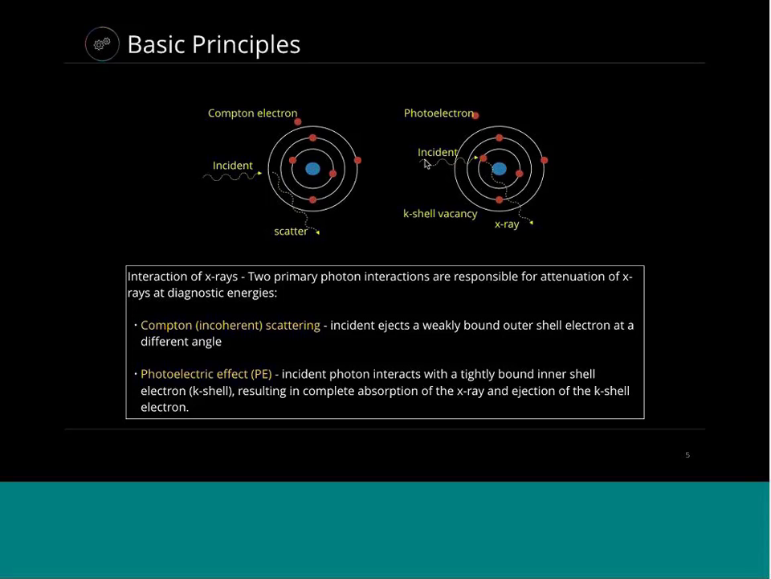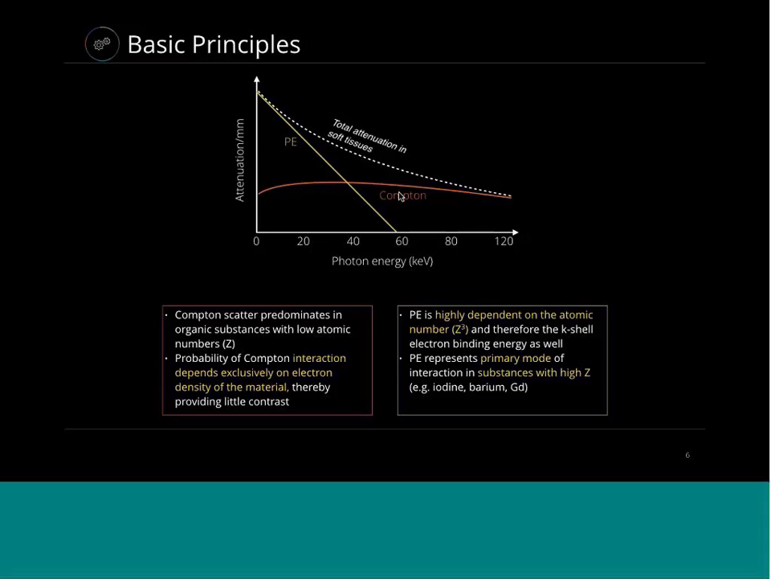You basically get an incident photon. It vacates a K-shell, and you get an X-ray generated. And this is the important interaction. As I mentioned, both the photoelectric effect and the Compton scatter are responsible for the total attenuation in soft tissue. So this is attenuation against energy. The probability of Compton interaction is just dependent on the electron density. It really provides little contrast. So again, that's the one that you really don't need to focus on.